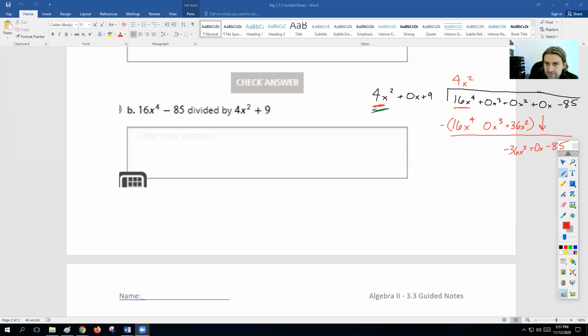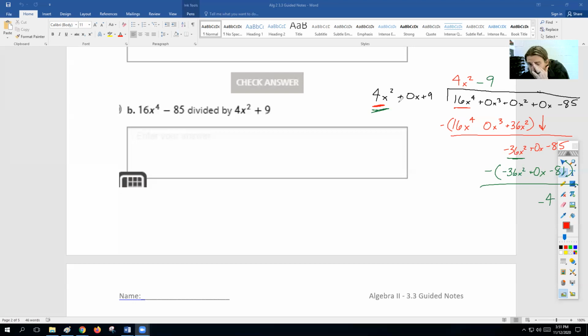So what do we have to multiply 4x squared by to turn it into a negative 36x squared? We'd have to multiply that by a negative 9. All right, so 4x squared times negative 9 is a negative 36x squared. 0x times negative 9 is 0x. 9 times negative 9 is a negative 81. We'll subtract these expressions. Negative 36x squared minus negative 36x squared is 0. 0x minus 0x is 0. Negative 85 minus negative 81 is a negative 4.